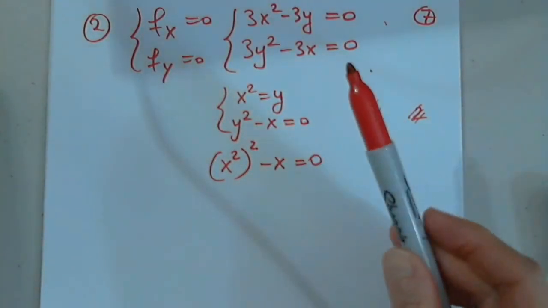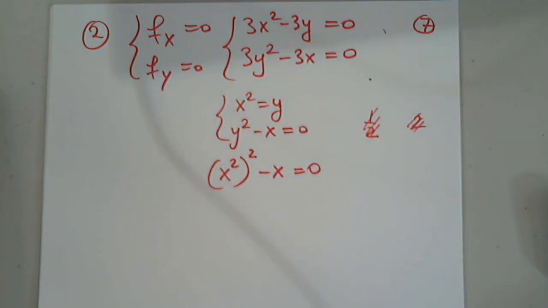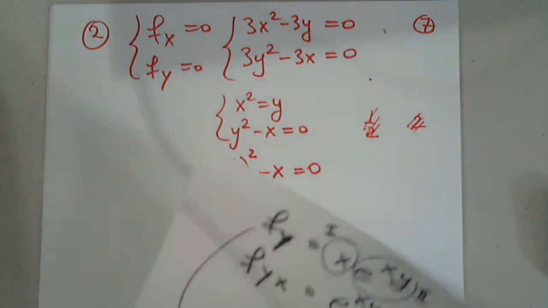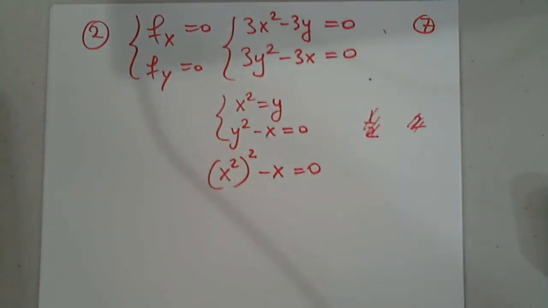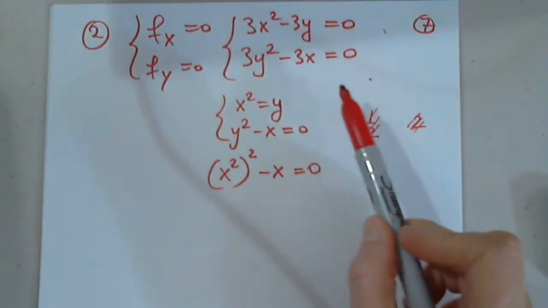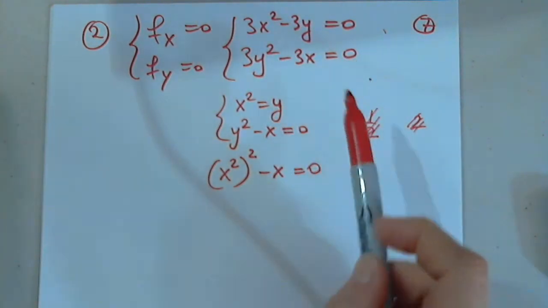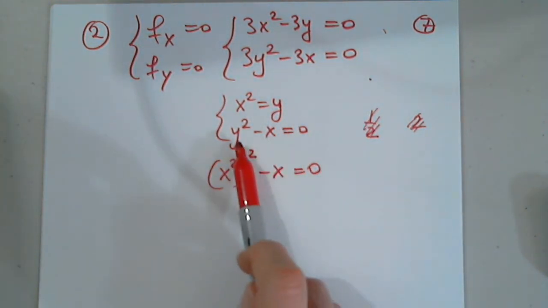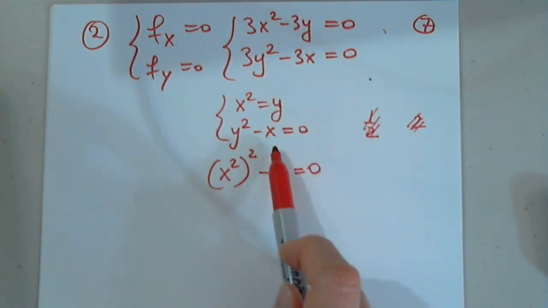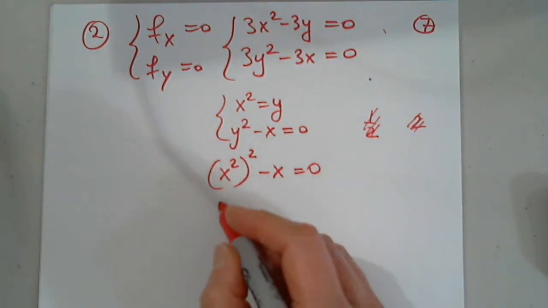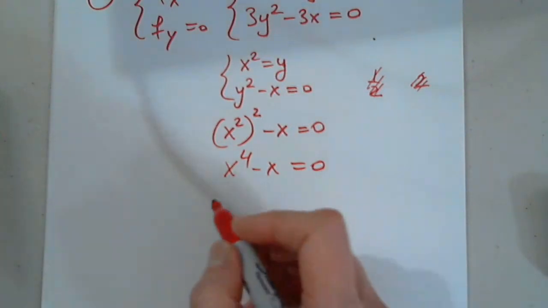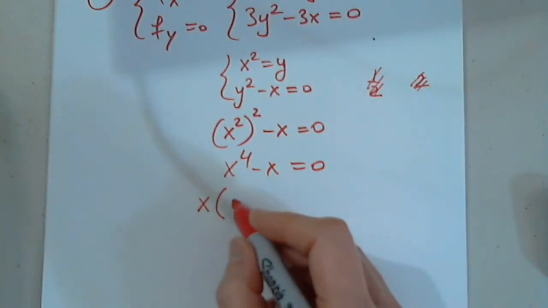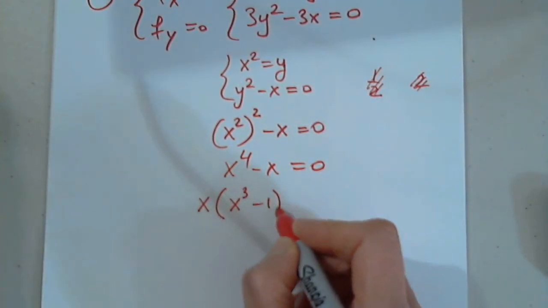Okay, so we simplified, I'm just checking here. I copied 3x squared minus 3y, 3y squared minus 3x. Yeah, okay, perfect. So we divided both sides by 3, and then I moved y to solve for y. And now I have y squared minus x, and I put it in. So I have x to the 4th minus x equals 0. So, of course, I will factor out x. Then I have x cubed minus 1.